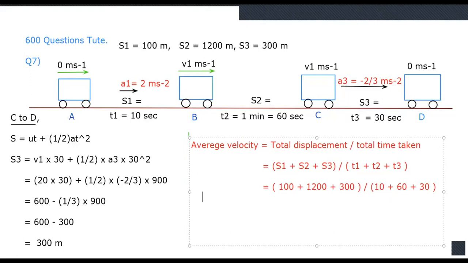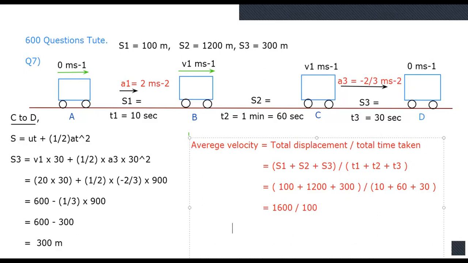So then 100 plus 100 plus 1200, 1300 plus 300 means 1600, divided by 10 plus 60, 70 plus 30, 100. So it means two zeros will be cancelled out. Average velocity will be 16 meter per second.